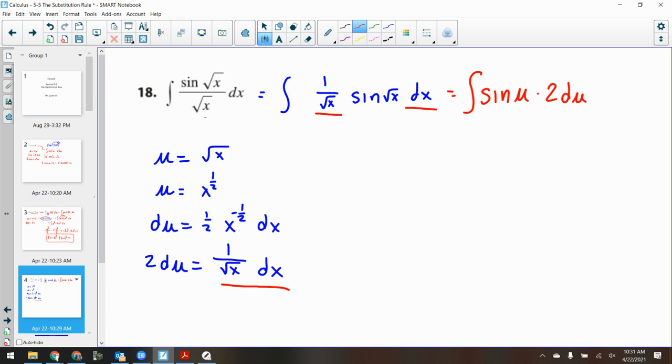That makes sense? So with your u and du, you don't have to try and figure out the sign and take it out. Because all I'm doing is just manipulating what the integral looks like.